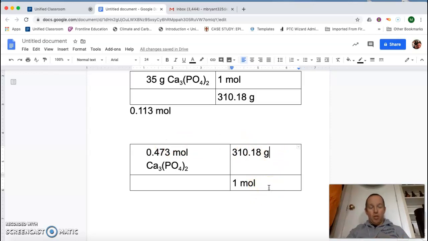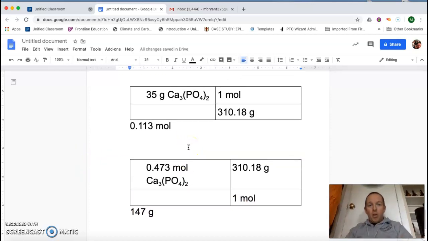So 0.473 times 310.18 would give us 147 grams of calcium phosphate, again rounded to 3 sig figs.